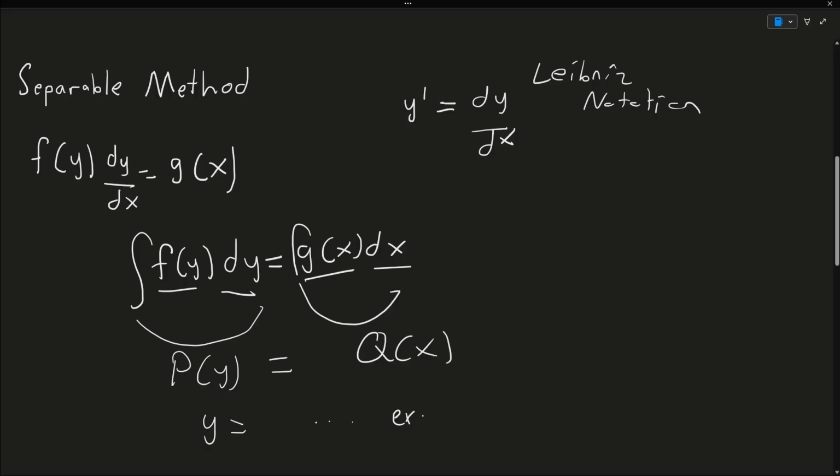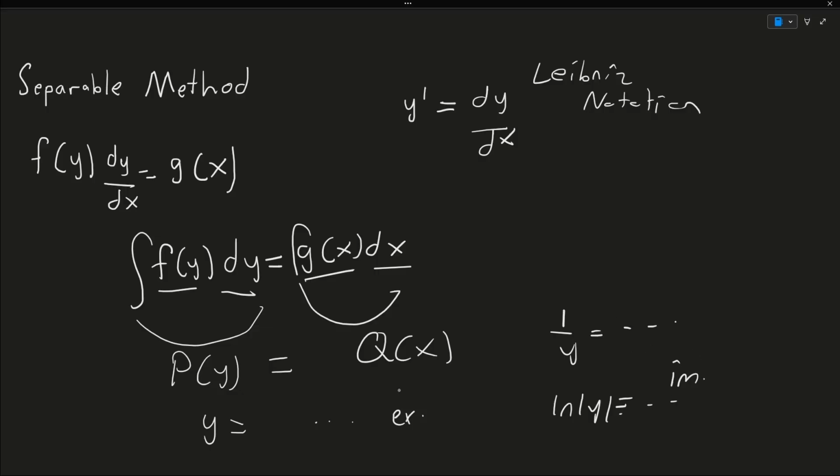Sometimes it might not be possible. We might have 1 over y equal to something, or ln of y equal to something. There might be cases where solving for y is not algebraically possible, and in those cases we would get an implicit solution. Okay, these are implicit solutions.